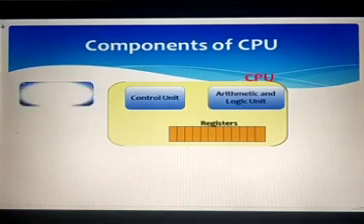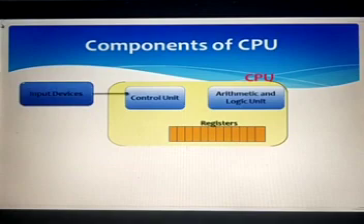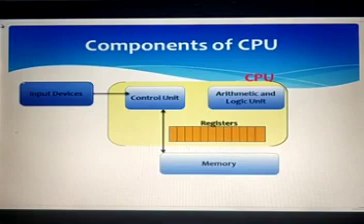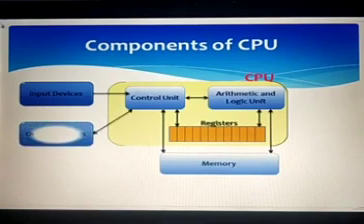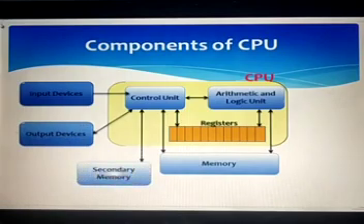Control unit takes input from the input devices and this stores in the memory. Again from the memory, control unit sends it to the Arithmetic and Logic Unit. Arithmetic and Logic Unit processes the data and again sends it to the registers. It is stored temporarily there for processing, and after processing the result is again stored in the memory, and control unit takes the result from the memory and sends it to output device. And when you save the file or data, it goes to the secondary memory or the external memory.